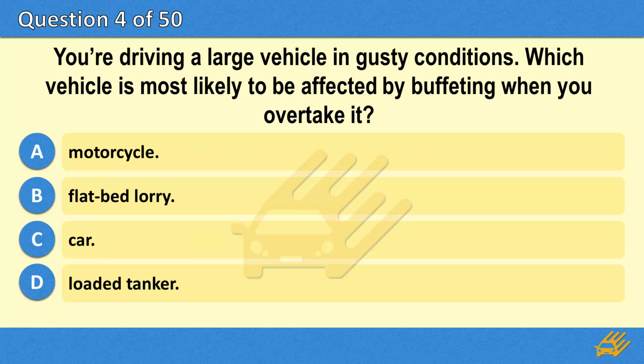You're driving a large vehicle in gusty conditions. Which vehicle is most likely to be affected by buffeting when you overtake it? A. A motorcycle. B. A flatbed lorry. C. A car. D. A loaded tanker.